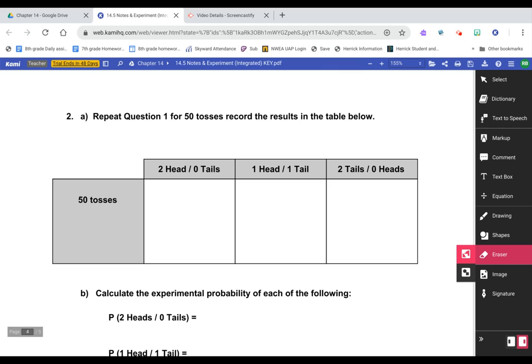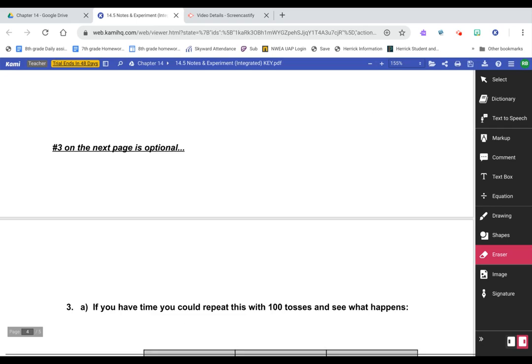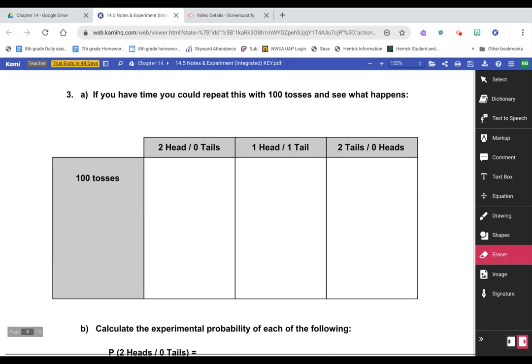You'll probably be out of time after that, but if you're not, or if you just want to spend more time on math today, you can do this with 100 tosses and see what's happening when you're comparing your experimental probability to the theoretical probability. Once you're done, you'll upload this to Google Classroom.